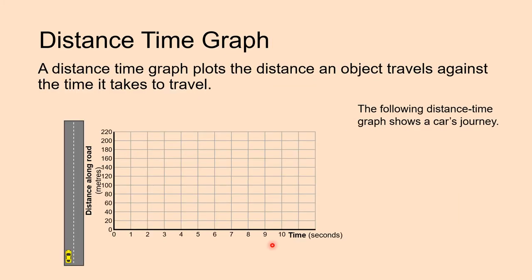So, a distance time graph plots the distance an object travels against the time it takes to travel. We're going to follow the car's journey with a distance time graph.